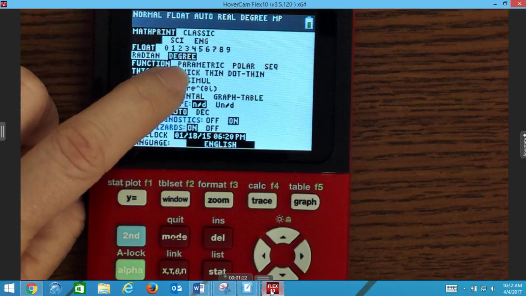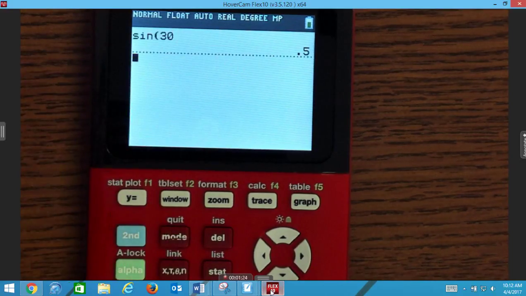Once you have hit enter on degree, you hit second mode, and you can get out of that screen and try it again. Do sine 30. It should be a half if it is in the correct mode. Are we all in the correct mode? Let me find mode on there.